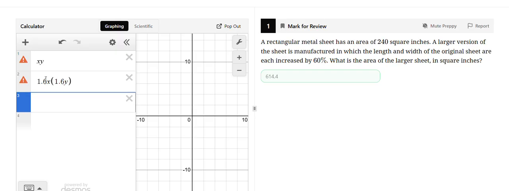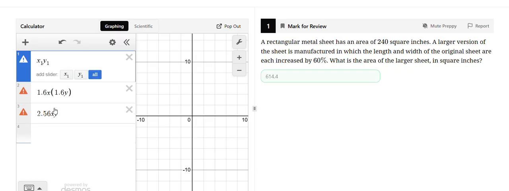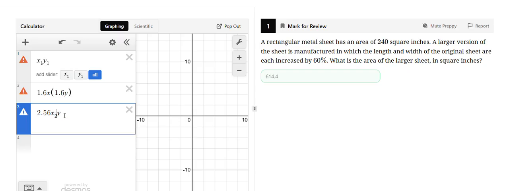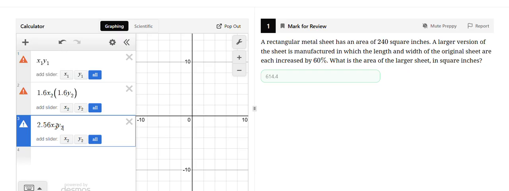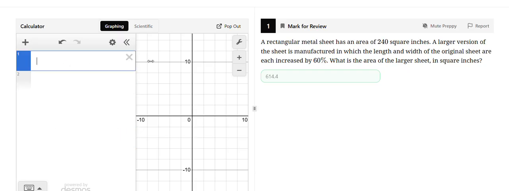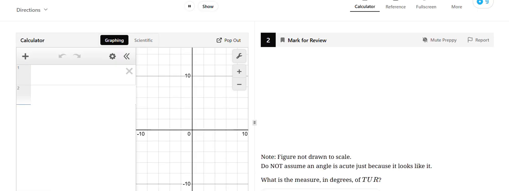So then this actually just results to 1.6 squared, which is 2.56 xy. So that means that the area of this is 2.56 times the initial area. Let me put x1, y1, x2, y2. So the area of the bigger one is just going to be 2.56 times more. So that's why we get 614.4. This is technically scale factor. It's just a different way of visualizing it. Let's go to the next one.